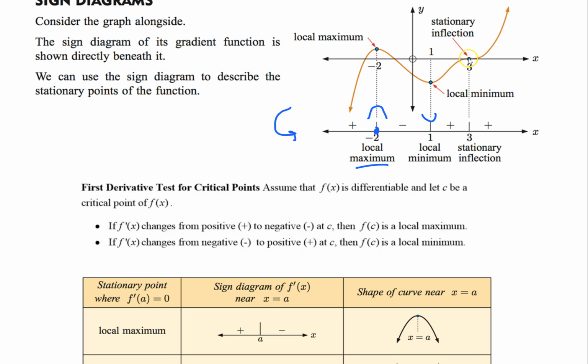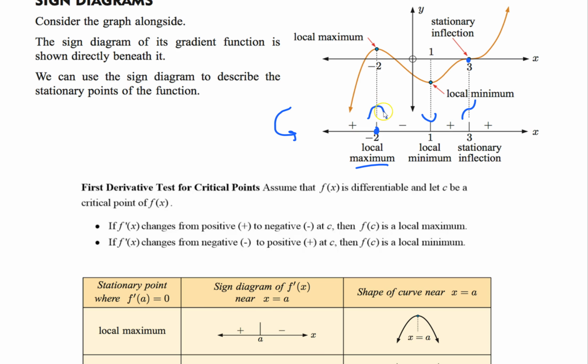Stationary inflections happen when it doesn't change. You look at it: it's going up, then it's going up again. Plus, plus, right? It's going up and then up again. Stationary inflection. So those are three options you could have, and that's how they happen.